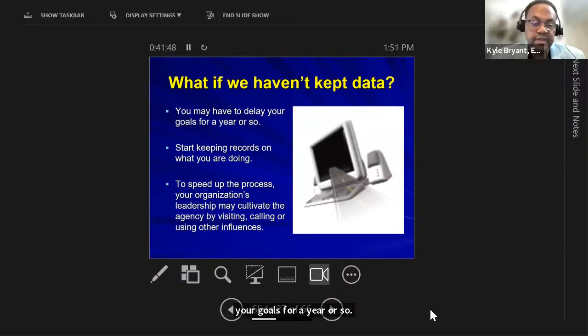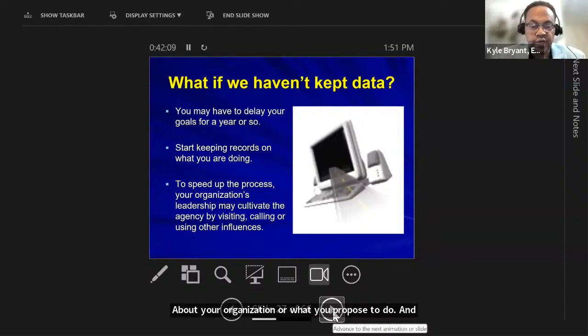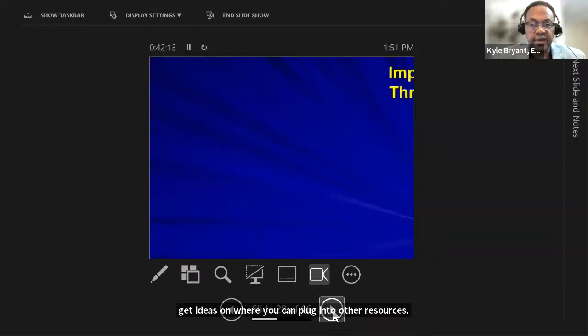And to speed up the process, your organization's leadership may cultivate the agency by visiting, calling, or using other influences. As I said, go to city council meetings and hand out business cards or brochures that you make about your organization or what you propose to do, and get ideas on where you can plug into other resources in your community that are operating already.